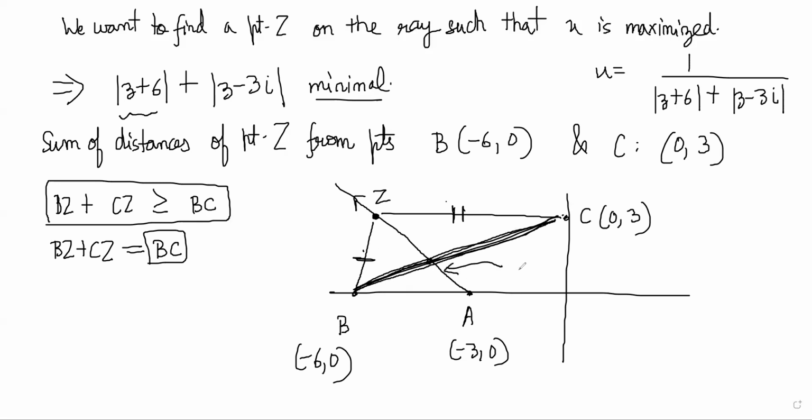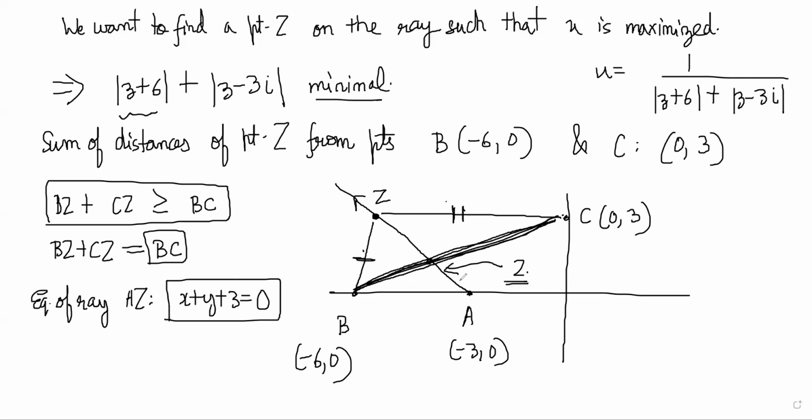So this is my required point Z for minima. You can easily find this now, because the equation of ray AZ is basically x plus y plus 3 equal to 0, because the slope is minus 1 and it is starting from minus 3 comma 0.